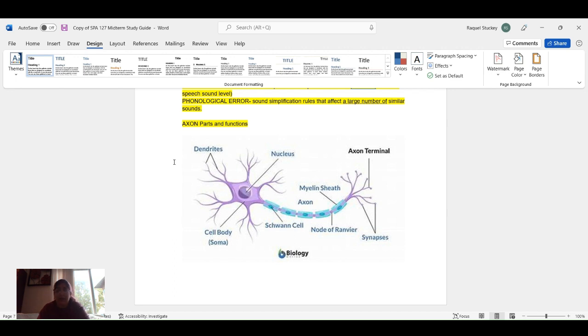The middle is the nucleus. Around it is the soma. The little dangly things are dendrites. This whole thing is an axon, from here to here. We have the Schwann cells, the nodes of Ranvier, and the axon terminals. Don't forget the myelin sheath.